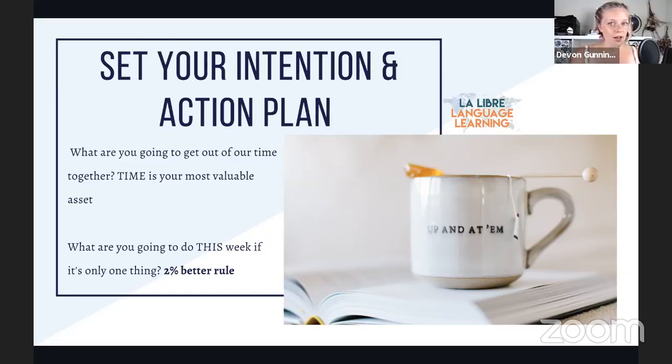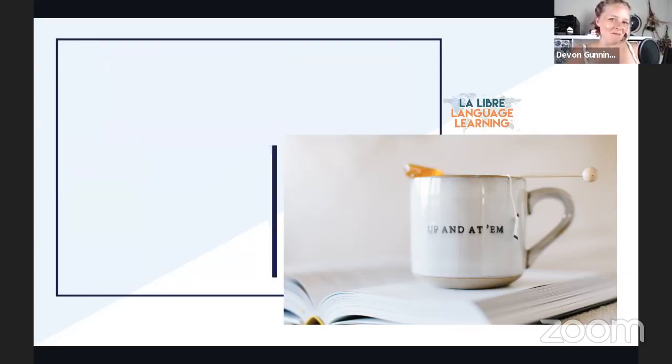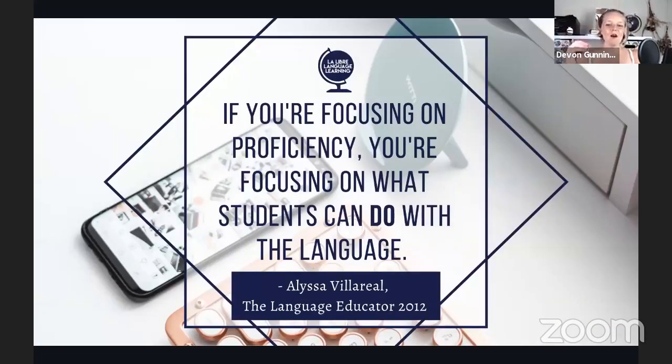So I'm going to ask you at the end of this class, what are you going to do based off what you learned today? What are you going to do this week, even if it's only one thing, using something called the 2% rule, which is going to become your new motto if you hang out with me more. We'll learn more about that later. But let's get started with the first term, and that is... proficiency.